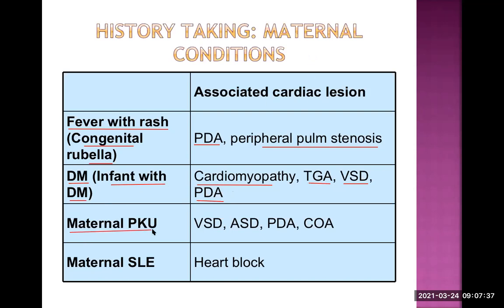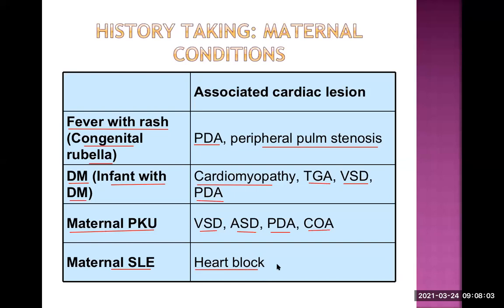Maternal phenylketonuria, PKU, can cause VSD, ASD, PDA, and coarctation of the aorta, COA. And maternal SLE can cause heart block in the baby. This is a third degree or complete heart block.